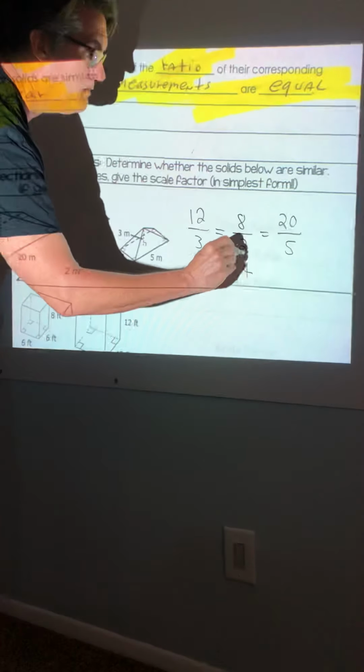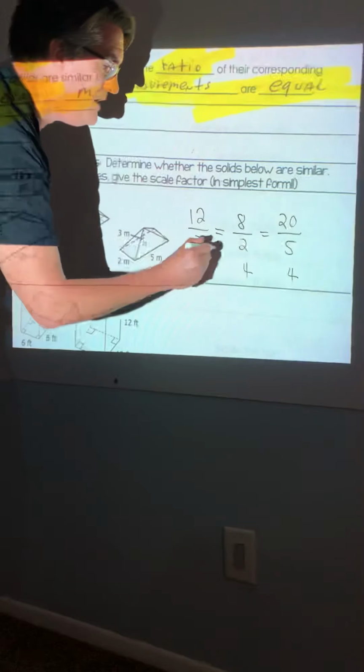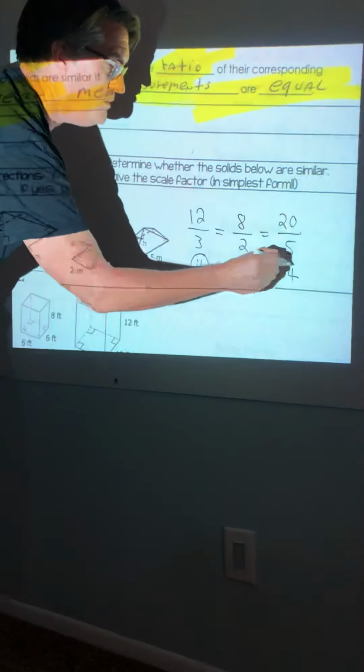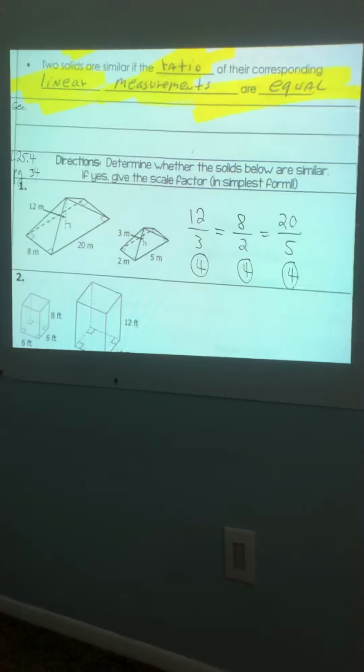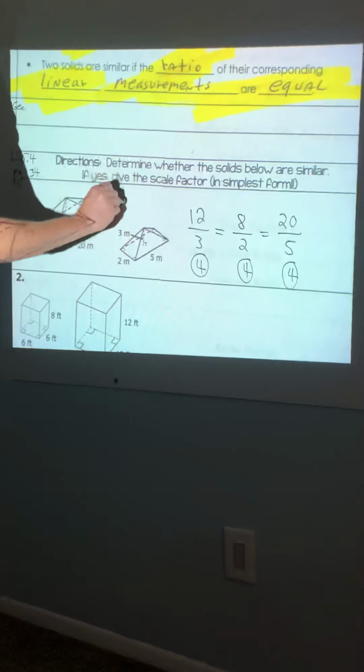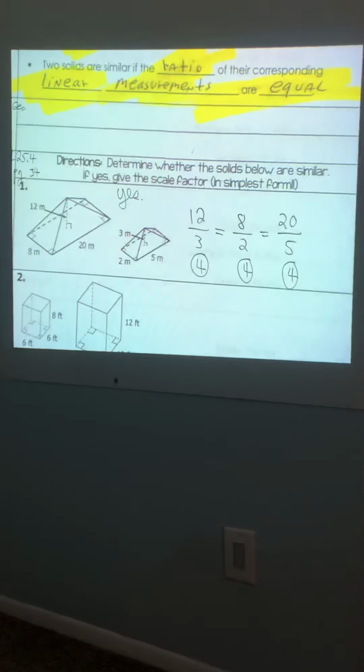When you divide, you get 4. So you're saying the larger one's dimensions are 4 times bigger. Their linear measurements are 4 times bigger. So the answer is going to be yes. This is the first thing you got to do. If they give you 2 solids, you're going to tell me whether or not those babies are similar.